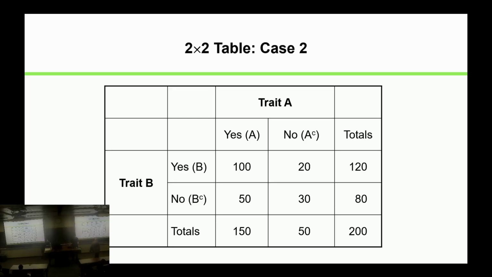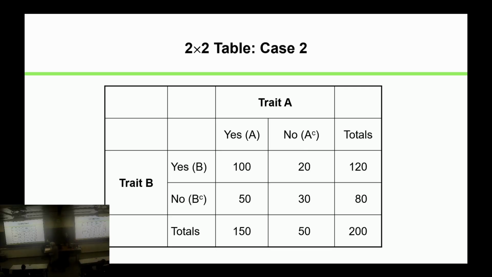But you talk about me being selective on my numbers. Notice that I've got the same row totals and column totals that I had before. Everything adds up to 200. The number of A's is 150, not A's is 50. The number of B's is 120. The number of not B's is 80. And so all those marginal totals are the same. However, the numbers inside have shifted a little bit.